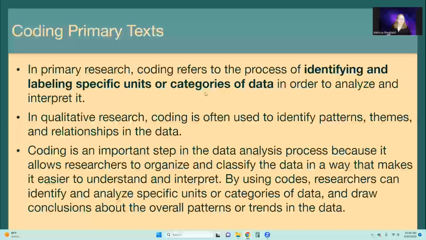In primary research, coding refers to the process of identifying and labeling specific units or categories of data in order to analyze and interpret it. In qualitative research, coding is often used to identify patterns, themes, and relationships in the data. It's an important step in the data analysis process because it allows researchers to organize and classify the data in a way that makes it easier to understand and interpret. By using codes, researchers can identify and analyze specific units or categories of data and draw conclusions about the overall patterns or trends in the data.